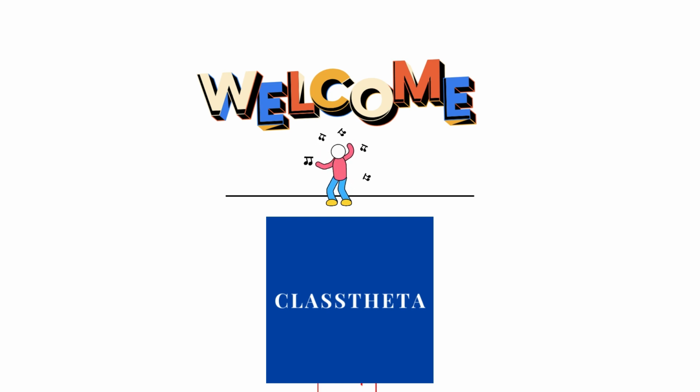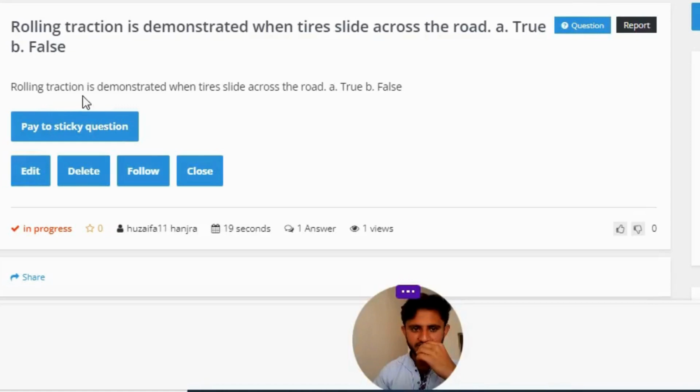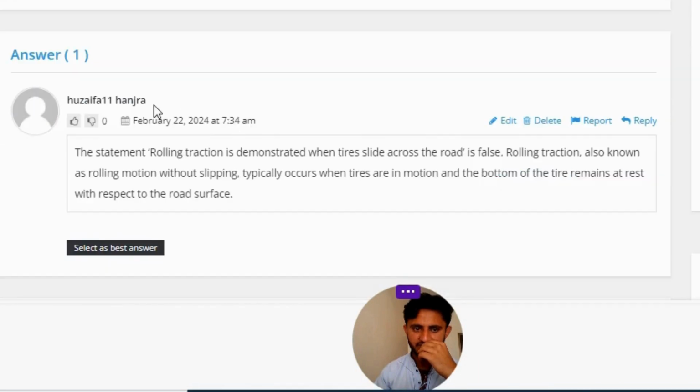So our today's question is: rolling traction is demonstrated when tires slide across the road. True or false? The correct answer to the question: the statement "rolling traction is demonstrated when tires slide across the road" is false.